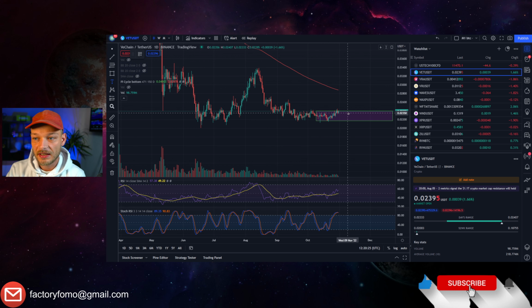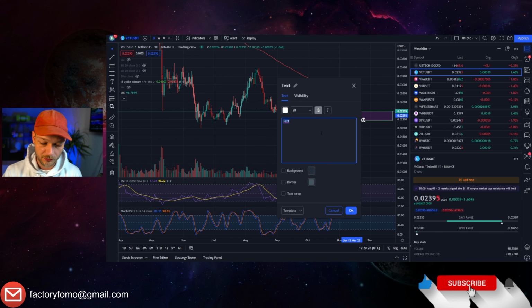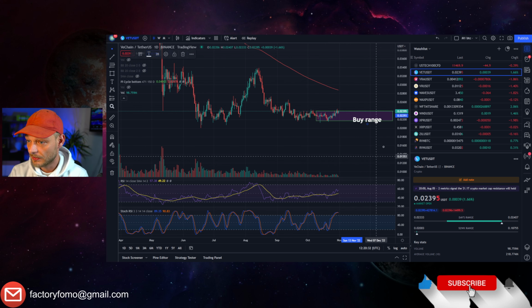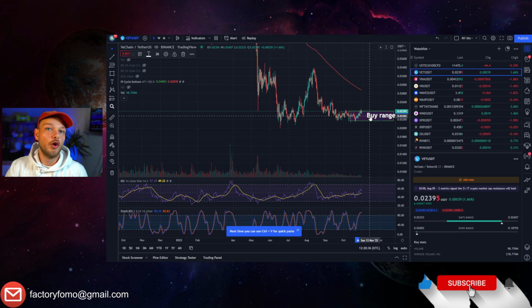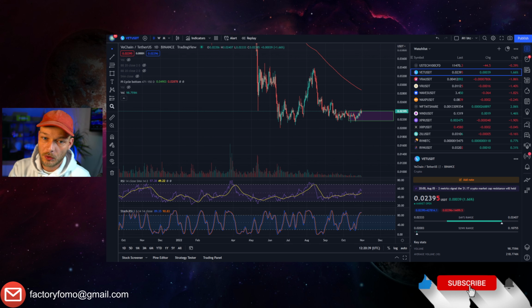You also have your text tool. Then you can put a text right here, so buy range, something like that. You can adjust your text however you want. These are all the basics. Well, you have a lot more.